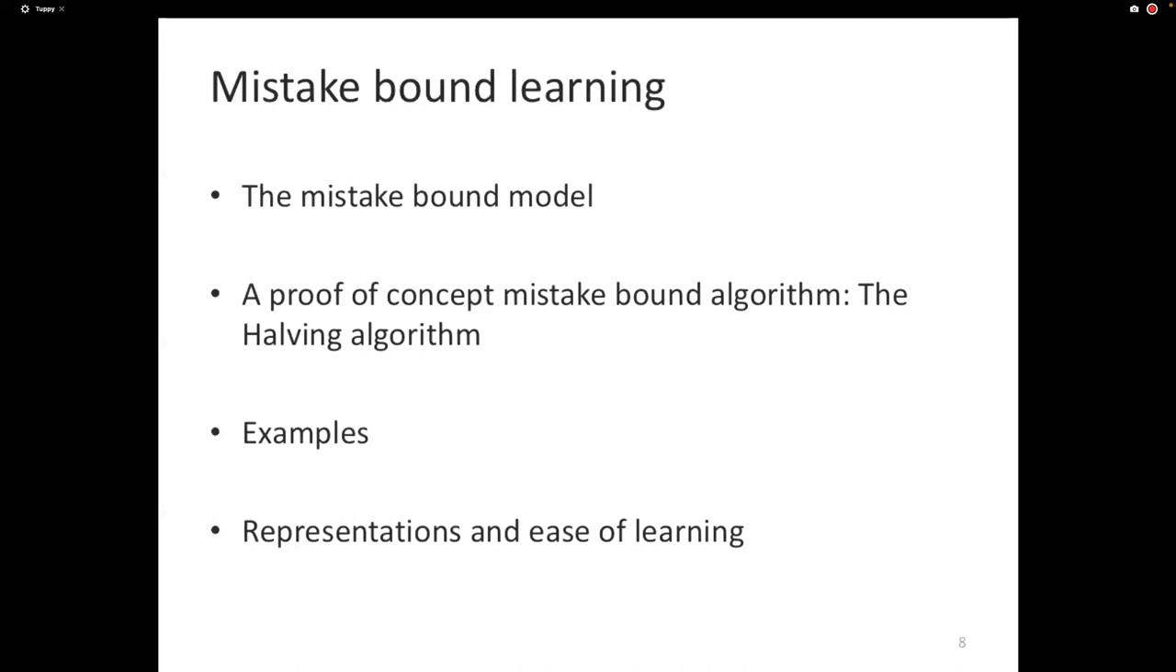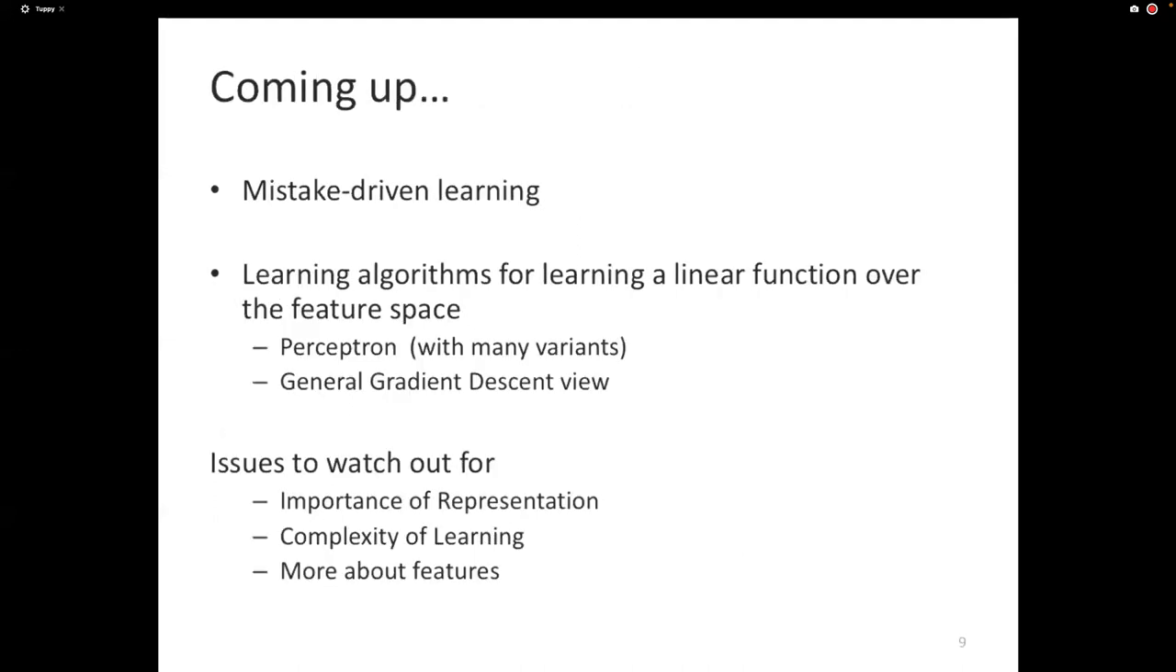what kinds of functions are learnable and what kinds of functions are not learnable in a provable sense under the online model. And finally, I'll end the discussion with how changing representations can make learning much harder or much easier. In the context of the broader picture, that's all about mistake-driven learning. And then we'll talk about the perceptron algorithm. I'll connect it to a general idea that pervades all of machine learning today, which is gradient descent, or the optimization perspective for learning.